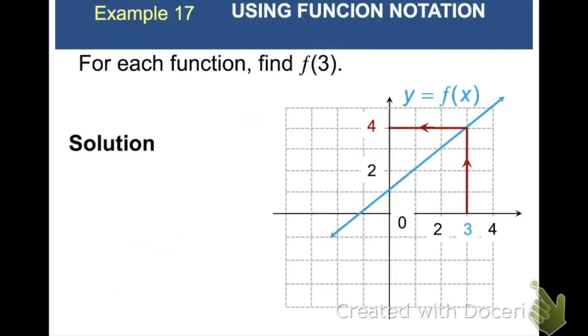Even if they give you a graph, it's the same kind of thing. So they're giving you a graph and they're asking you to look at it and find f of 3. So that 3 represents x. When x is 3, what's y? So I go over to 3 on the x-axis and I go up until I hit that graph. That point right there is (3, 4). So when x is 3, what's y? Y is 4.